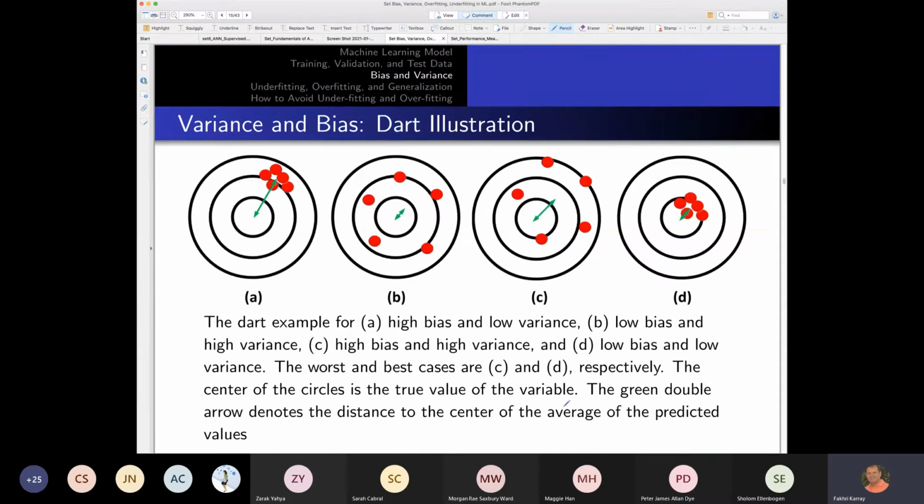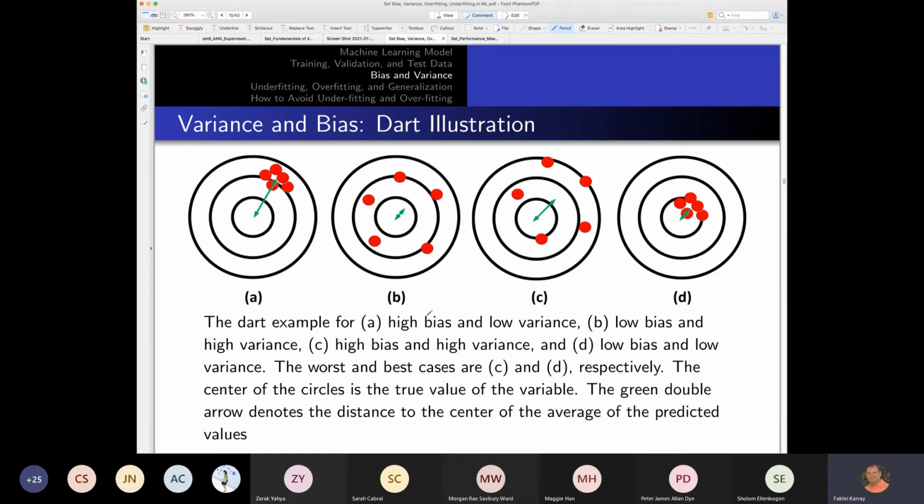So let's look at their correlation here in this dart illustration. The dart example for high bias and low variance. Here we see that this is the center. This is where we would have a very, very good value, an excellent average for the value of the system, when they are either well spread out or when they are close to the center of the dot.